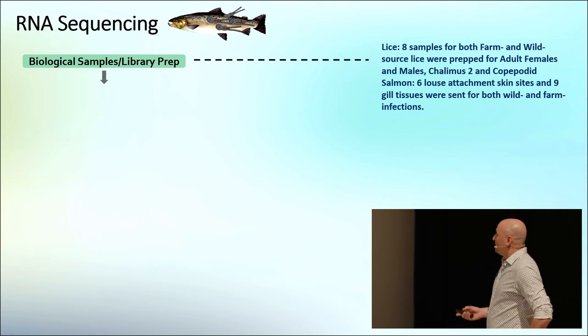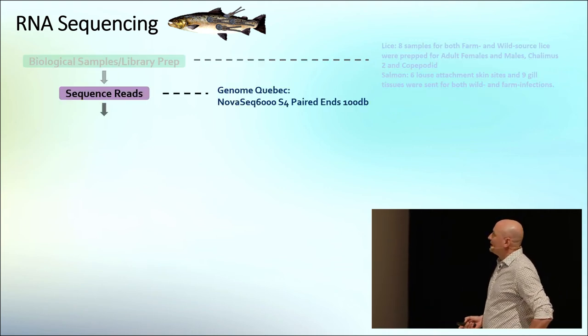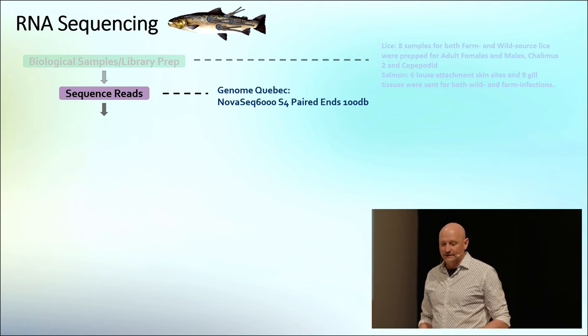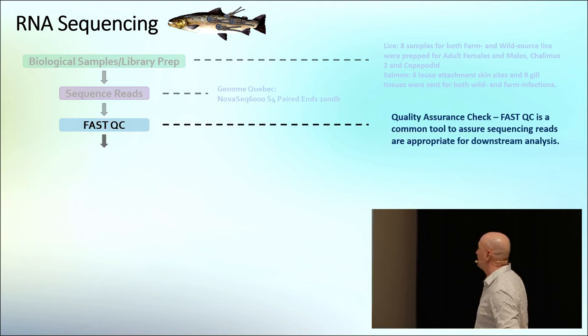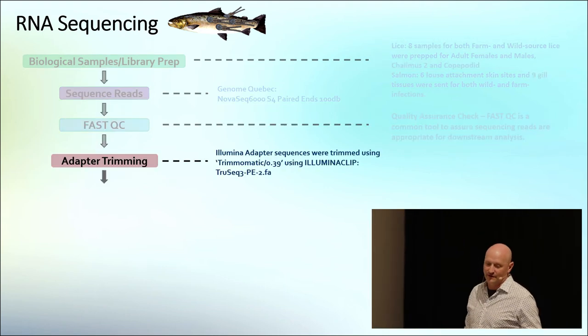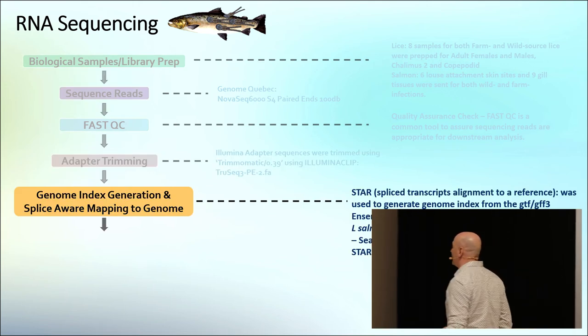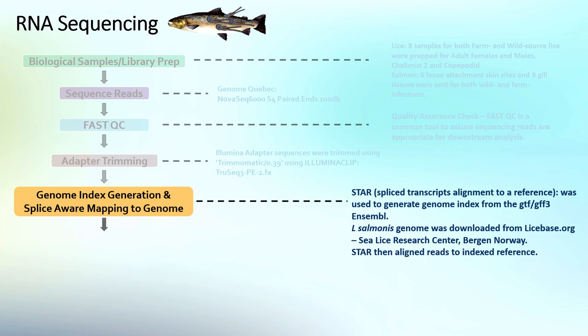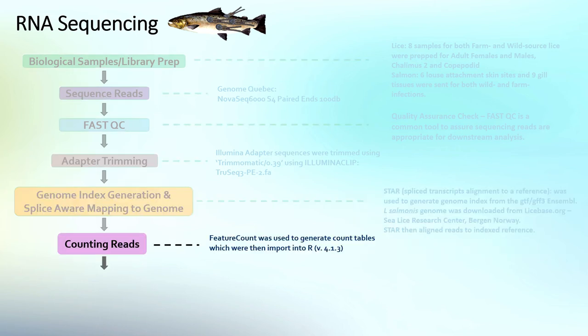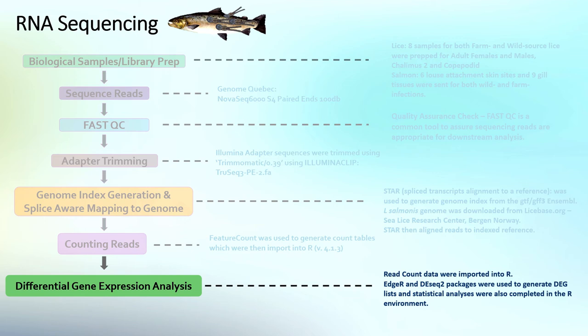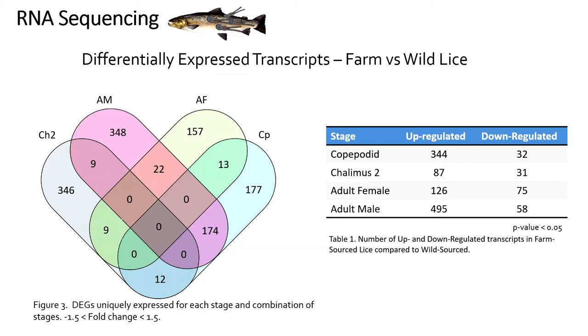So basically, the sequence reads were done at Genome Quebec, and then there's a FastQC quality check of the reads. Adapters are trimmed, and then he was using STAR to align these reads to the reference genome. The feature counts are then used to generate count tables, and those feature counts, with edgeR and DESeq, are used to assess whether there's differential gene expression between the two sources.